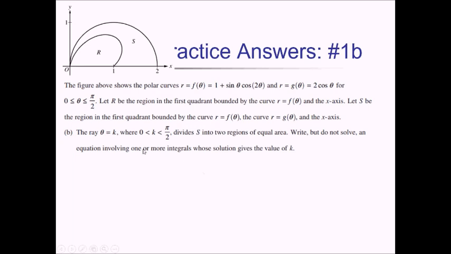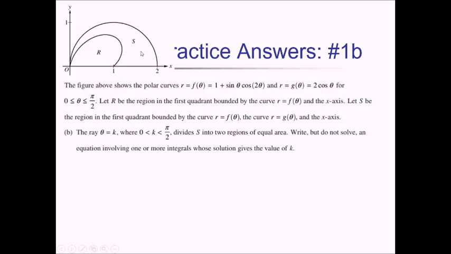On this part of the problem, they're saying that the ray theta equals k, where k is some angle less than pi over 2, so some angle in between 0 and pi over 2, divides S into two regions of equal area. Okay, I'll take their word for it. But don't solve an equation involving one or more integrals whose solution gives the value of k. So my basic idea here is I want to set up an integral for finding the area of S between 0 and k, and I want to set up another integral for finding the area of S between k and pi over 2. So I need to come up with an expression that gives me the area of S.